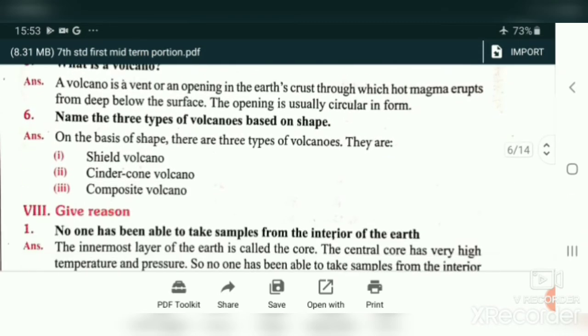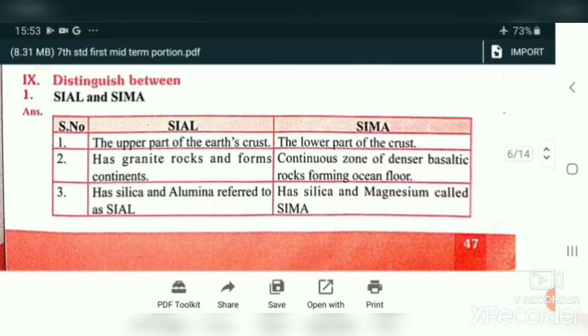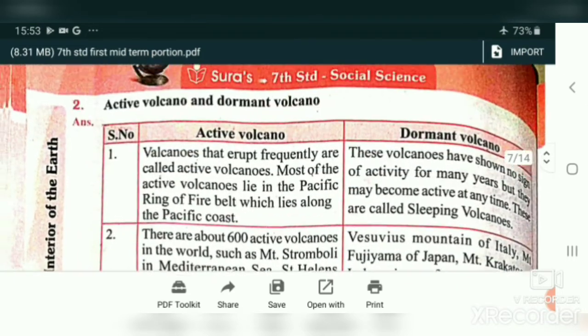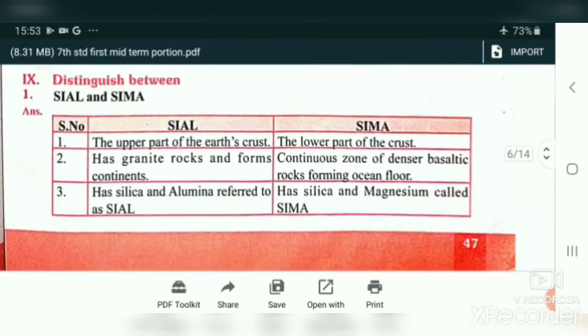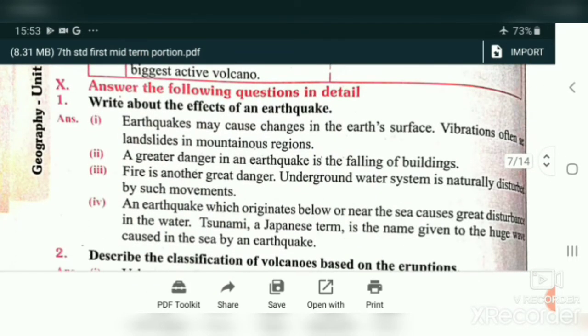So there are 6 short answers, and here you see that 2 give reasons. Among 2, 1 give reasons will come for exam. You note this one. And there are 2 distinguish between questions, 2 will come: Sial and Sima, active volcano and dormant volcano. Regarding the detail, note this first detail: write about the effects of earthquake. It's a very important one.